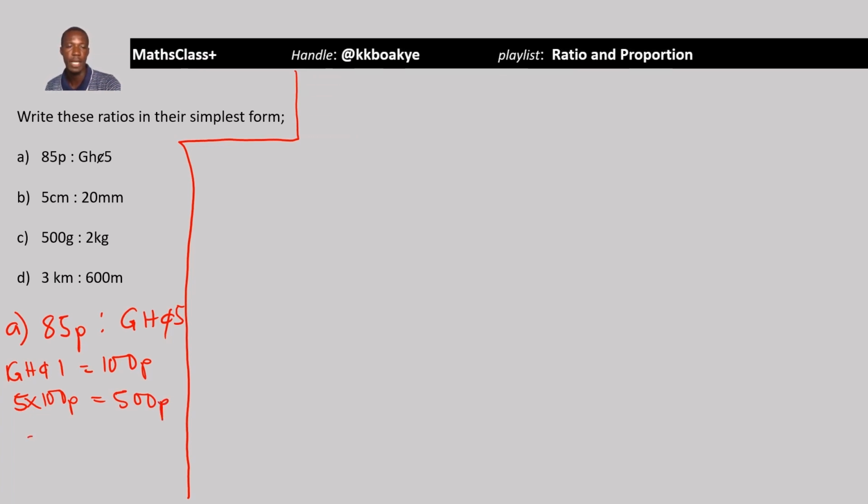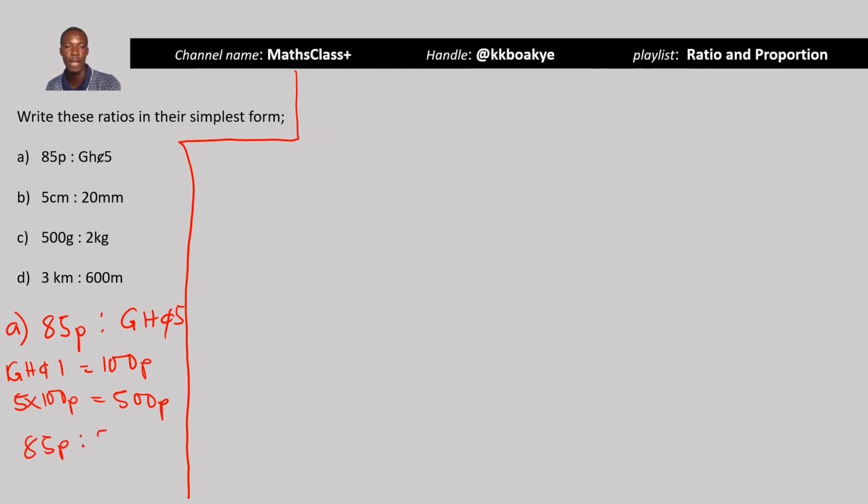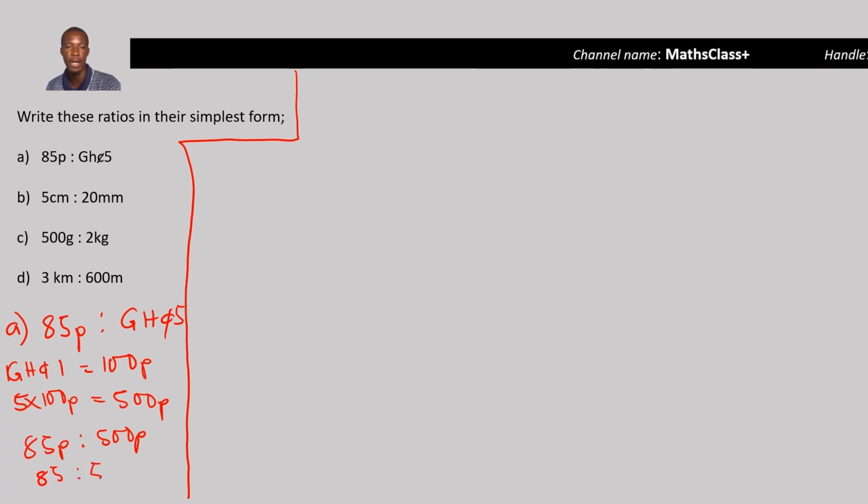And so we have 85 pesewas is to 500 pesewas. But the units will cancel out. So we have 85 is to 500. And this can be simplified as 17 is to 100. That is when we divide through by 5.